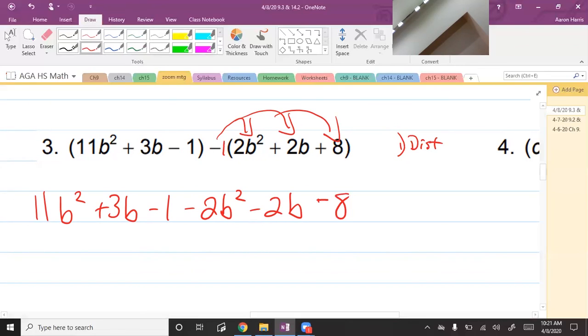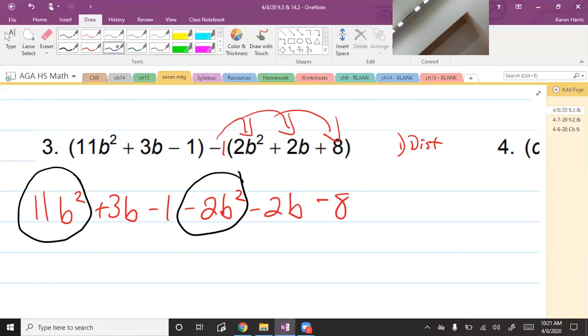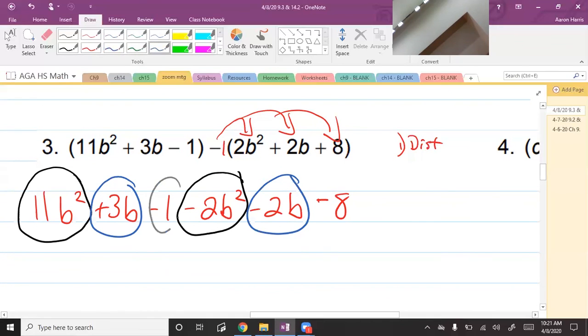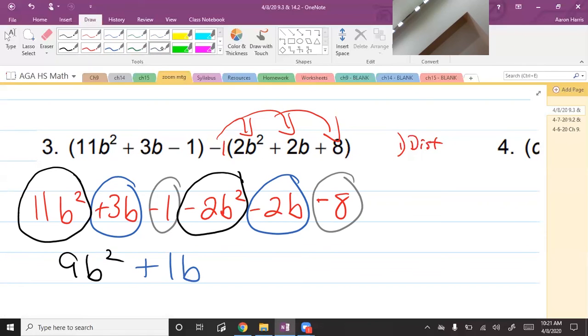And now we just combine like terms. Here's a b squared. Here's a b squared. Look at how I capture that sign in front. 3b, negative 2b. Negative 1, negative 8. And now I just do it. 11 minus 2 is what? 9. So I get 9b squared. 3 minus 2 is what? 1, a positive 1. So just b. And then negative 1 minus 8, same sign, so add. So I get negative 9.